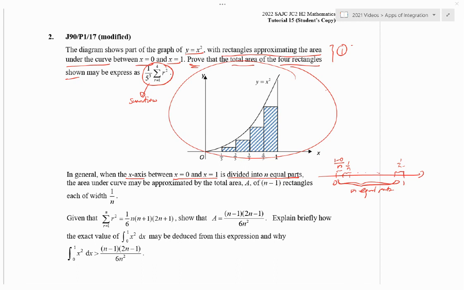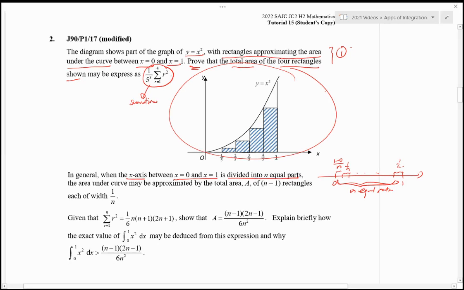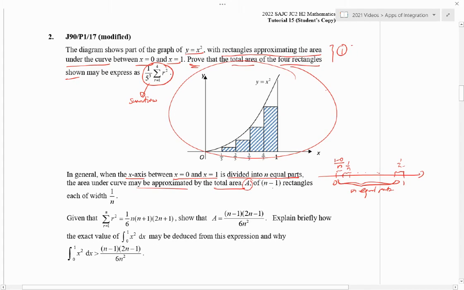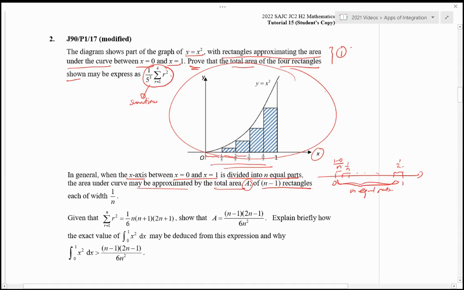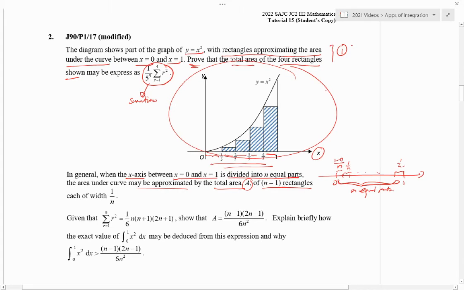But the area under the curve may be approximated by the total area A of n minus 1 rectangles, which is what you are seeing here in the previous part of the question. If you look at the x-axis over here, there are actually 5 equal parts: 1/5, 1/5, 1/5, 1/5, 1/5. 5 equal parts, but 4 rectangles. Now, n equal parts, n minus 1 rectangles. So there is some similarity between these two questions. Each of width 1 over n. So this is how 1 over n came about.